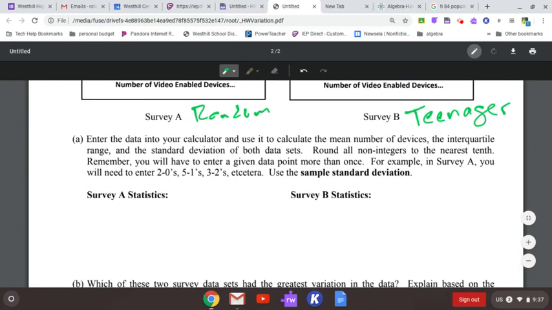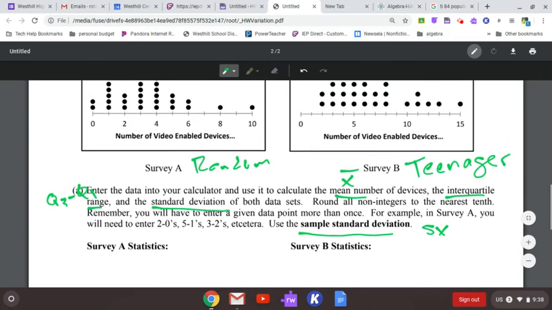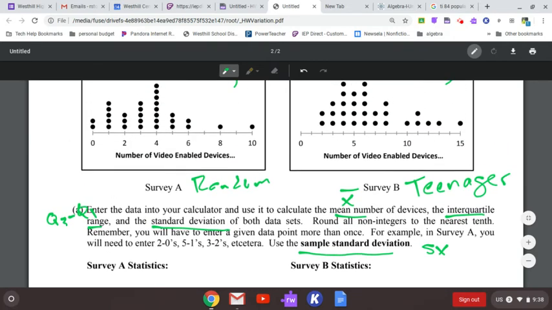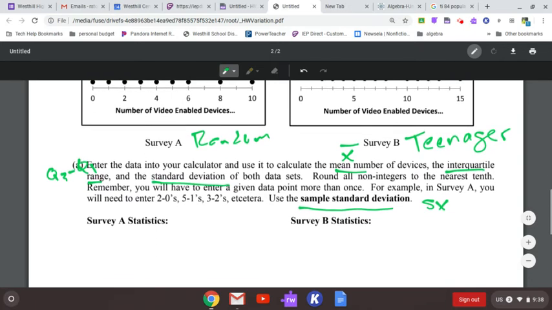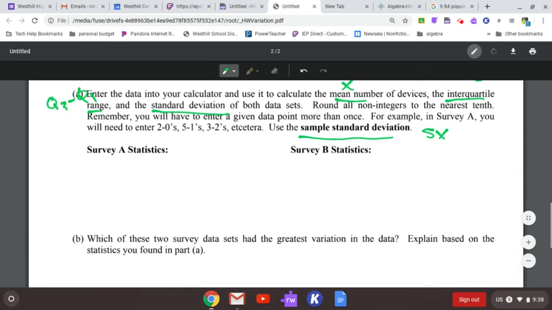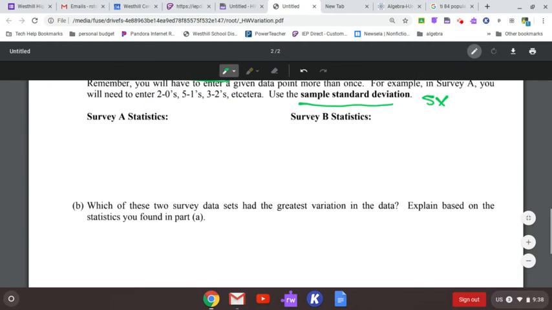For the first part, you just enter in the data, like we talked about above, and then you want to find the mean. Remember, that one looks like that. Then the interquartile range, which is your Q3 minus Q1, and then the standard deviation. It wants you to use samples, so that's that one. You're going to find those both out for survey A and B. And remember with dot plots, you have to enter 2 zeros for this one, 5 1s, 3 2s, 5 3s, just to make sure you get those up. When you get to the summary screen, you should have 30 for your total number.